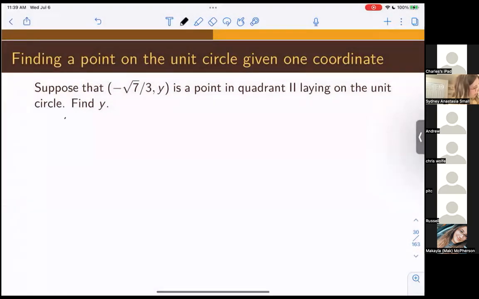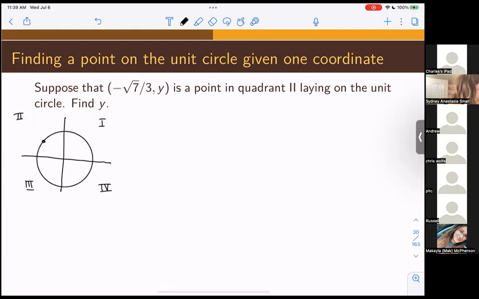Let's draw some axes. And if you remember, this is quadrant 1 right here. This is quadrant 2. This is quadrant 3, just walking around counterclockwise, and this is quadrant 4. And we know that this point is somewhere in quadrant 2 on the unit circle. So let's draw our unit circle. Here's a point, it's in quadrant 2. We know that the x coordinate is -√7/3, and we don't know what y is, but we want to solve for y. We know that the length of this guy right here is 1 because we're lying on the unit circle.